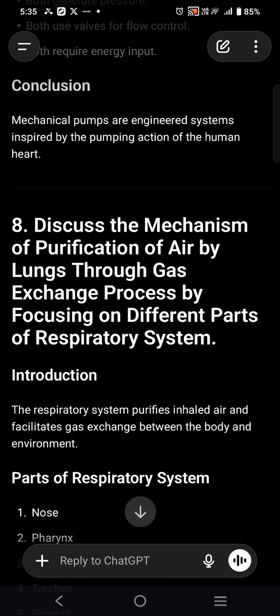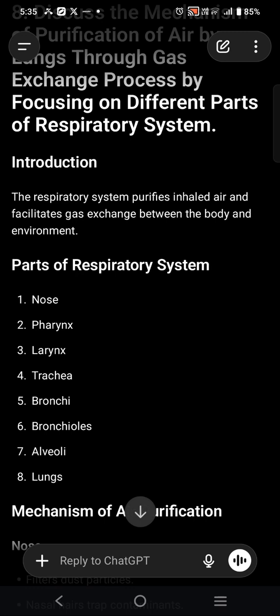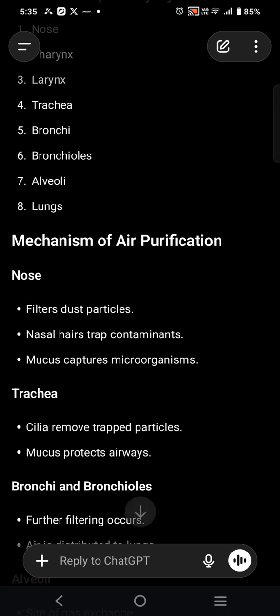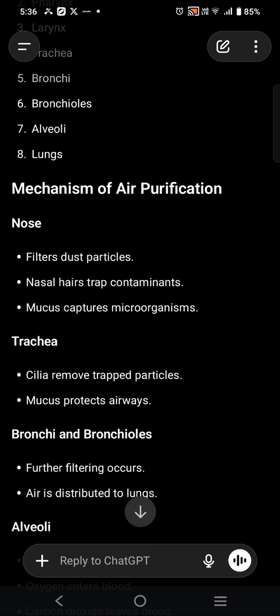Discuss the mechanism of purification of air by lungs through the gas exchange process, focusing on different parts of the respiratory system. The respiratory system purifies inhaled air and facilitates gas exchange between the body and environment. Parts of the respiratory system: nose, pharynx, larynx, trachea, bronchi, bronchioles, alveoli, lungs.